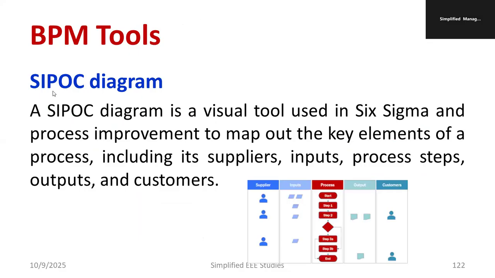If I talk about the SIPOC diagram, it is a visual tool based upon Six Sigma quality control and process improvement. It maps the key elements in the process, which include suppliers, inputs, process steps, outputs, etc., in the form of a table and a diagram. Here are the suppliers; you can see the inputs. Then you can observe the process and check the output. And we can check who all the customers depending on the product are. That is very important: the SIPOC diagram.